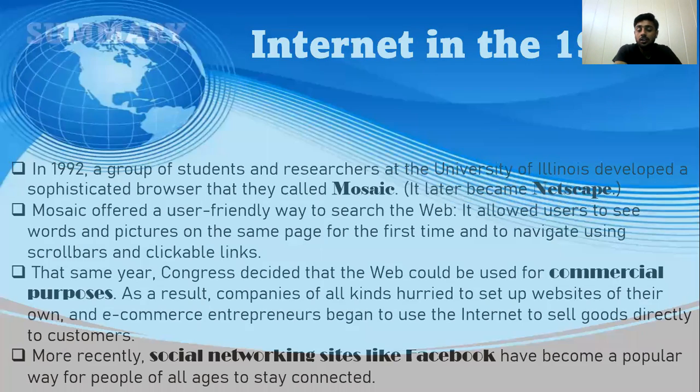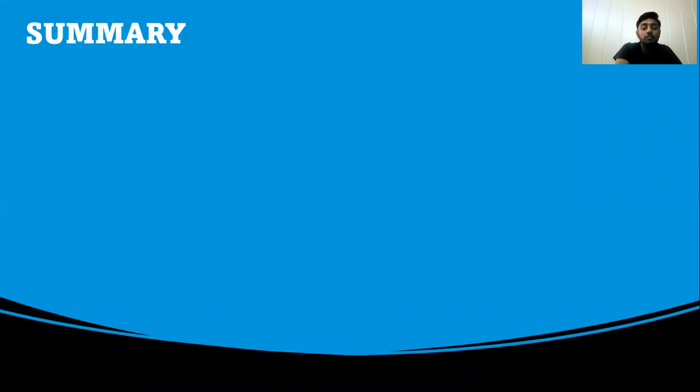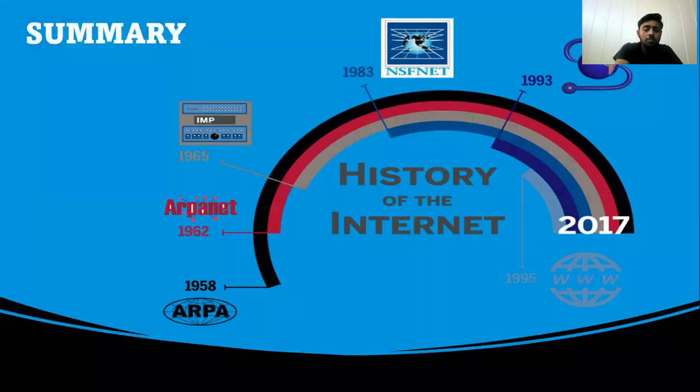And here is the history of the internet. Here is just a summary, not a big one. You can have a look: in 1958 ARPA was built, in 1962 ARPANET, and in 1965 the IMP. In 1983 there was NSFNet, in 1993 there was a browser, and in 1995 www.